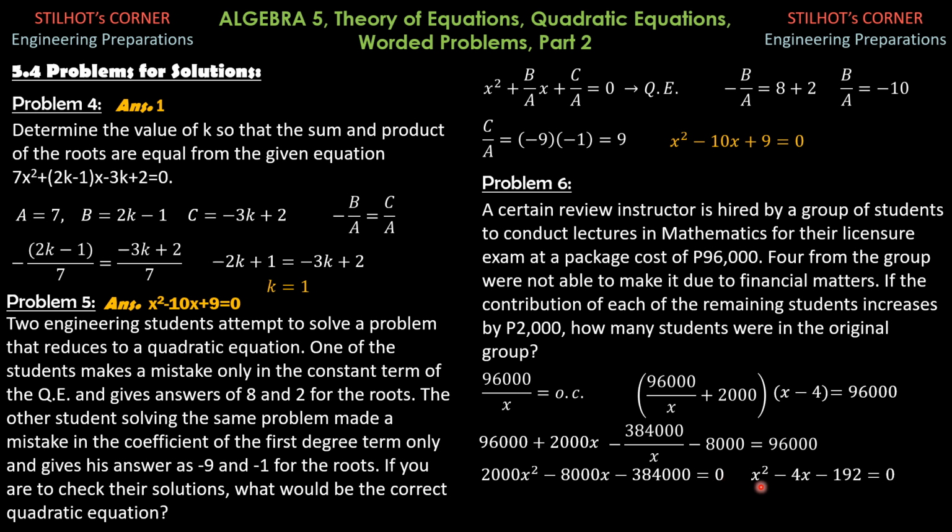So x squared minus 4x minus 192 equals 0, which can be factored into the quantity x minus 16 times x plus 12 equals 0. Or you may use your calculator right away. You can do that because your calculator aided after all. So x cannot be negative 12, x is 16. So therefore, there were 16 students in the original group.